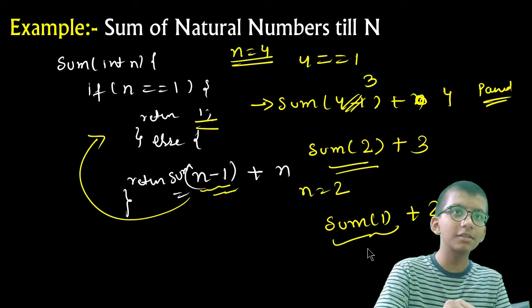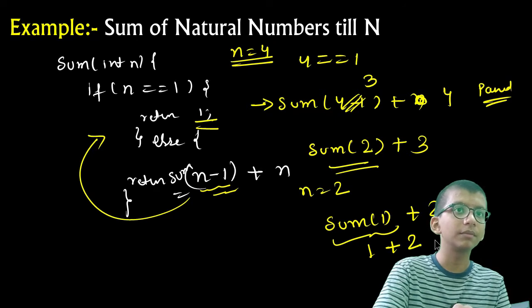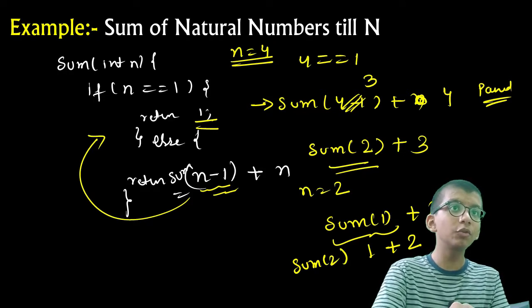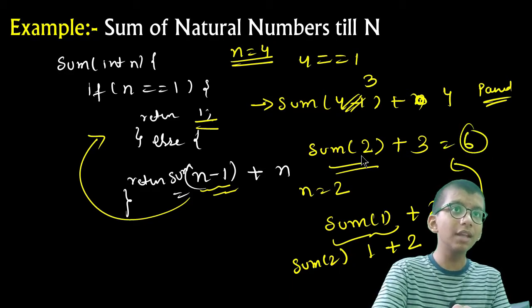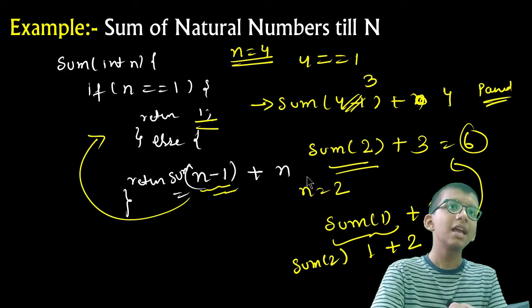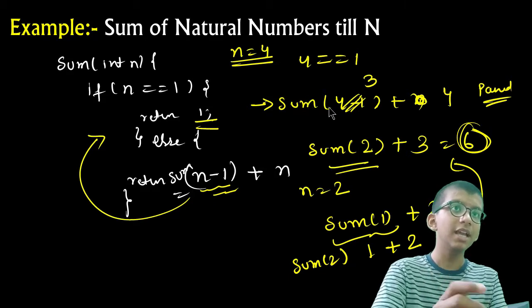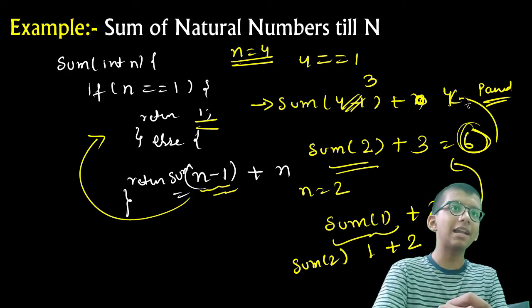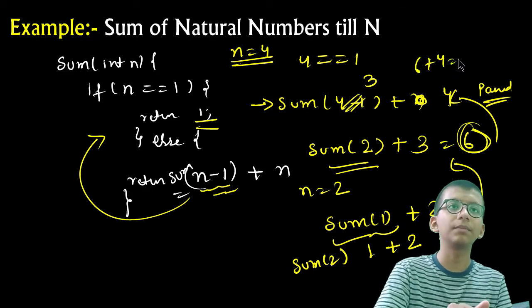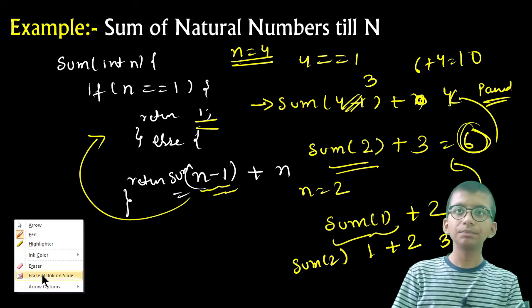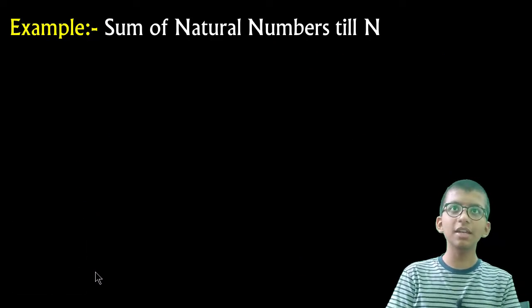So here 1 plus 2 equals 3. Okay, so we got sum of 2, which is 3. Now 3 plus 3 is 6, so we got sum of 3. Now sum of 4 is waiting for sum of 3. We give it 6, and then we add 6 plus 4, which equals 10. This is how the whole procedure works, and it is pretty easy to understand what is happening there.